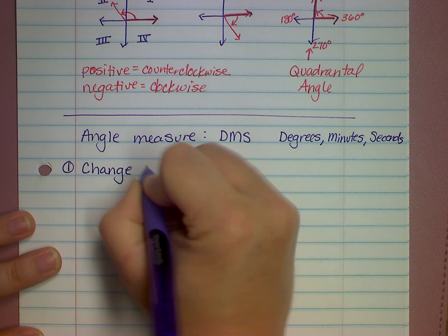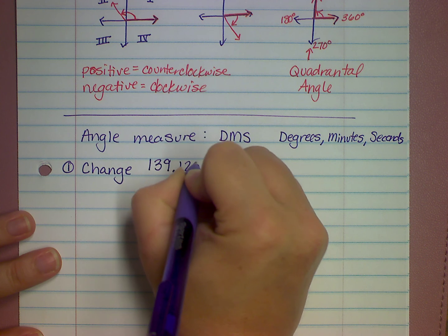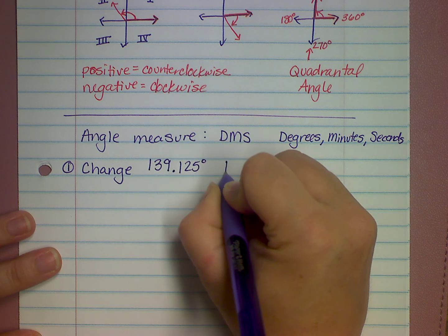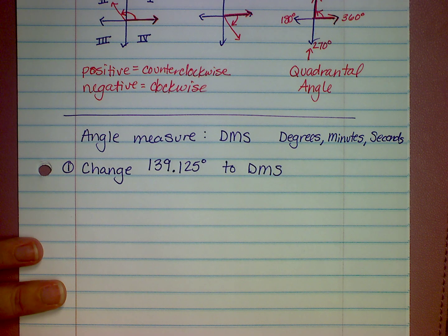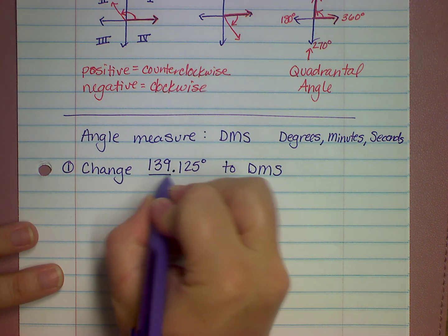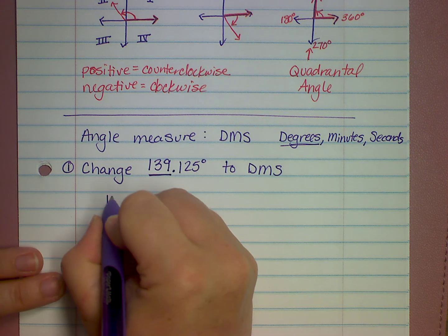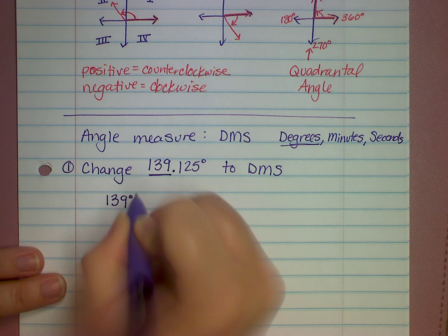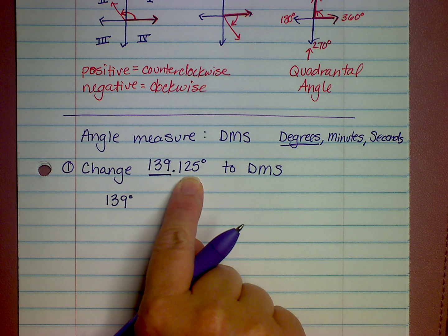Change 139.125 degrees into degrees, minutes, seconds. So that's what the problem would say. Okay, and let me show you how to do it. Now, the 139 part, that's going to be our degrees part. So I'm going to say this is 139 degrees. And the decimal part is the part that I have to deal with minutes and seconds on.